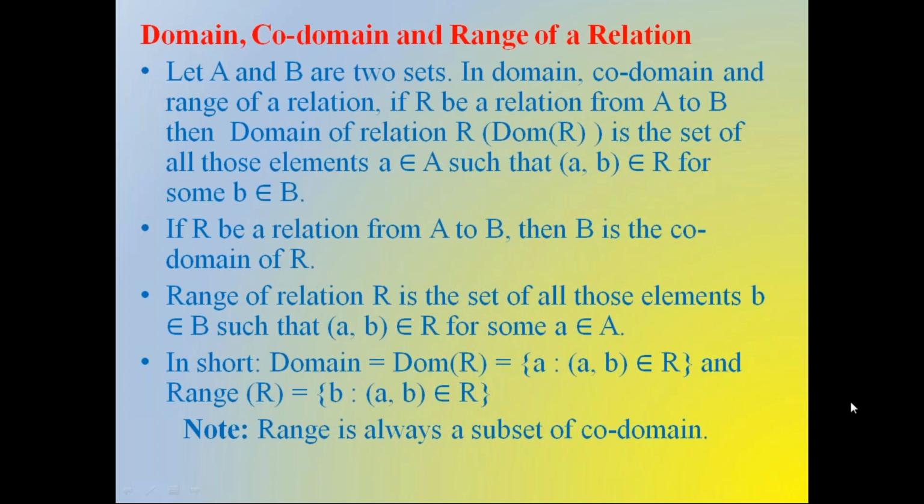So we can easily remember, and we can easily pick out the domain and range from ordered pairs: the first elements of the ordered pairs are called the domain and the second elements of the ordered pairs are called the range.